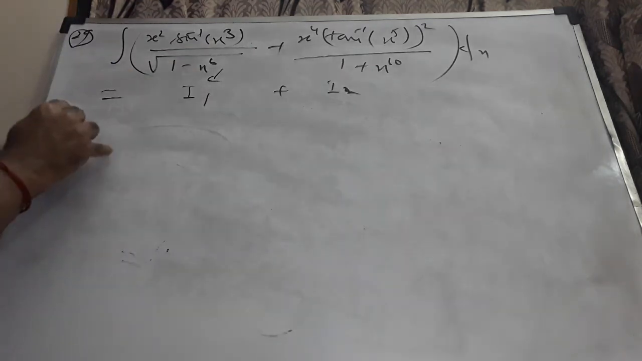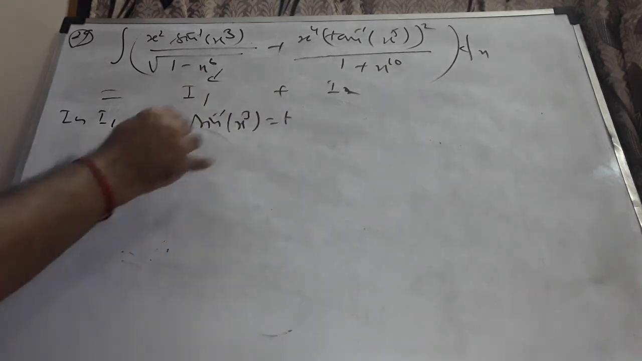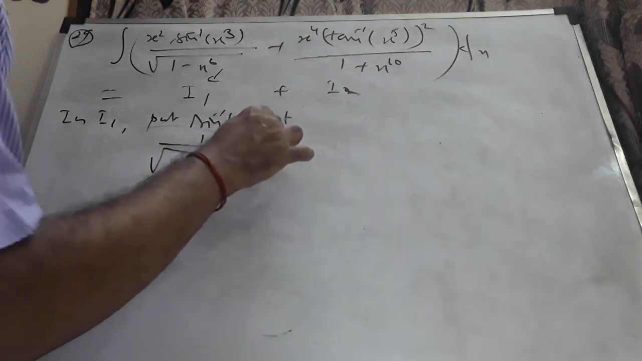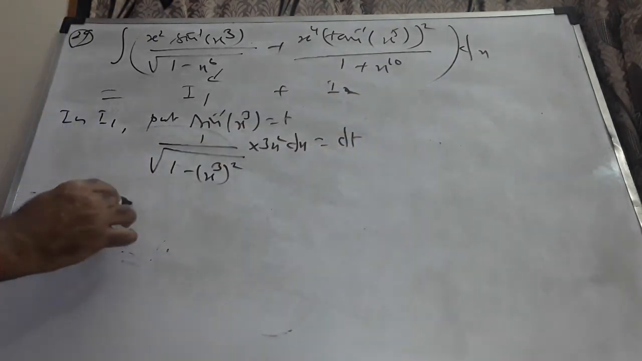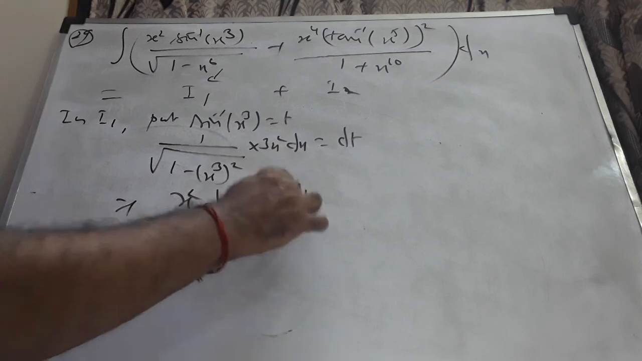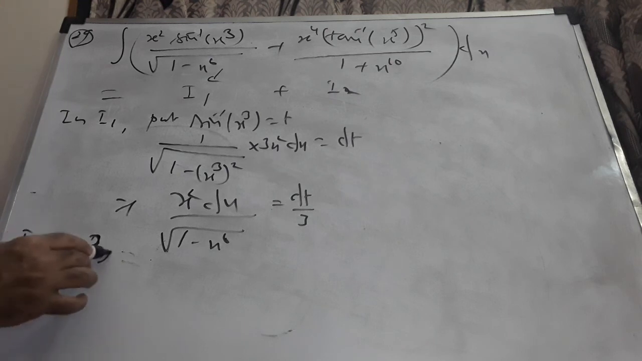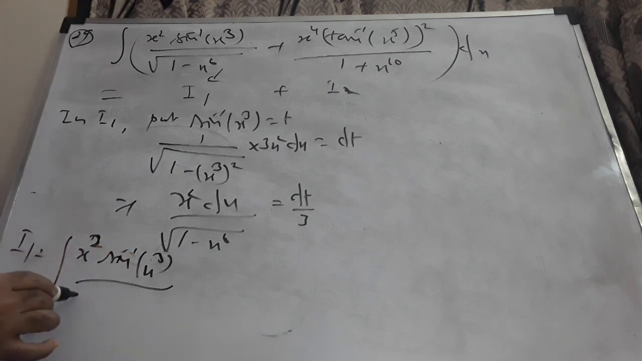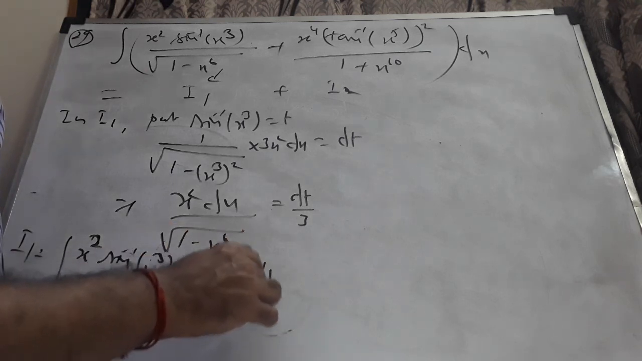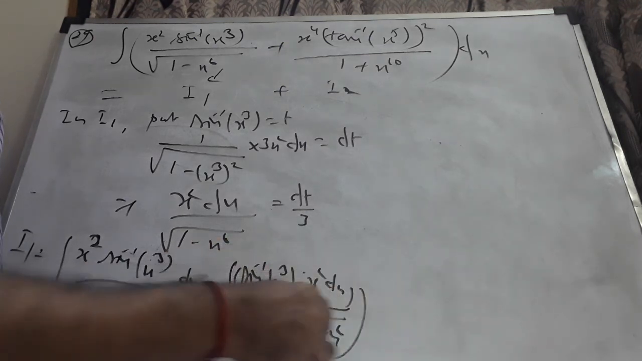In I1, put sine inverse x cube equal to t. That observation you should have. How do you integrate? This will become 1 by root of 1 minus x cube the whole square into 3x square dx equal to dt. Now this implies x square dx by root of 1 minus x power 6 will be equal to dt by 3. Therefore, I1 becomes the integral of sine inverse x cube times x squared dx divided by root of 1 minus x power 6.